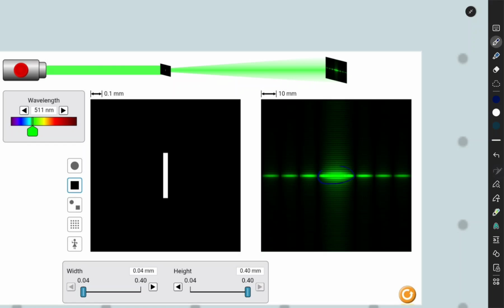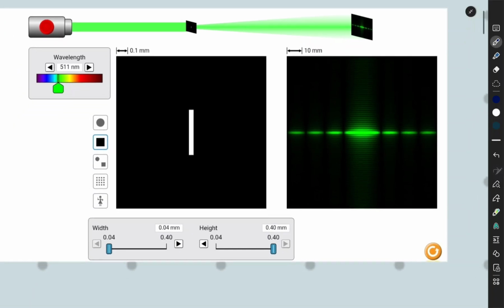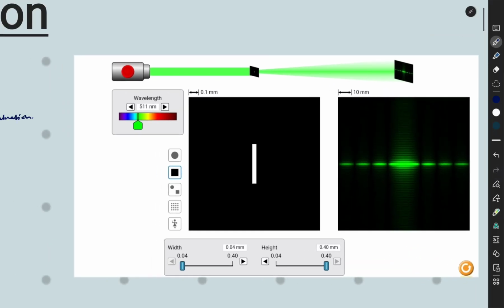So there we get a central maximum, and next minimum and maximum alternately. We can see from the illustration that the central maximum is very bright, and alternately the brightness, or rather intensity, decreases. So we will get into the mathematical aspect of this topic.